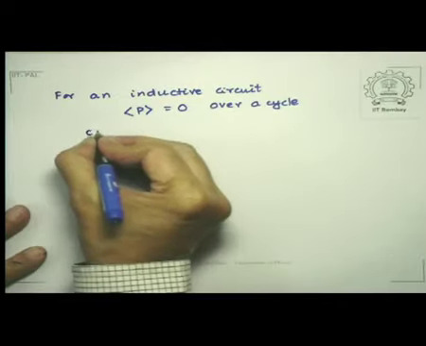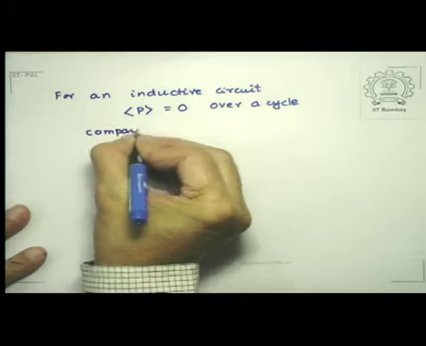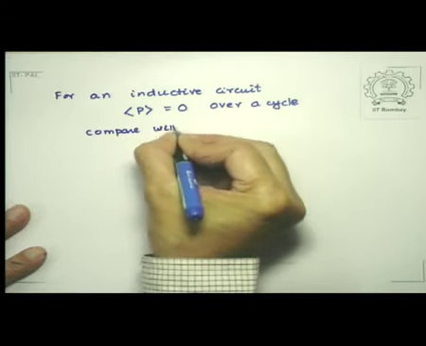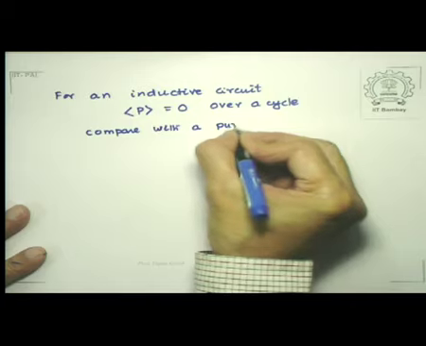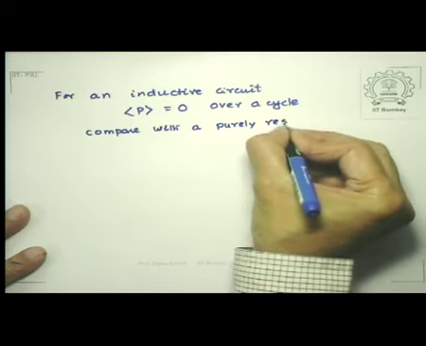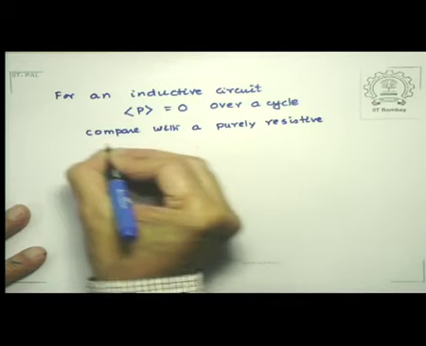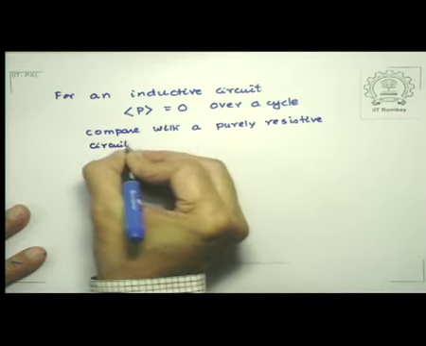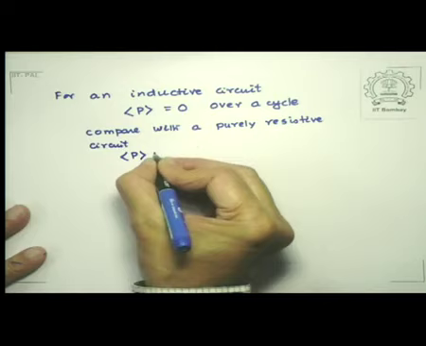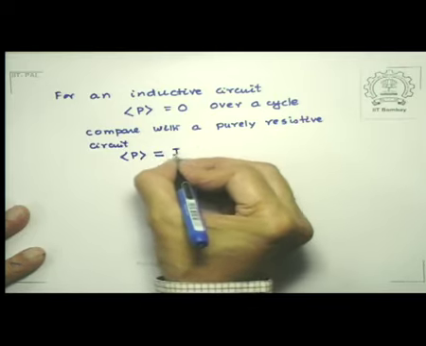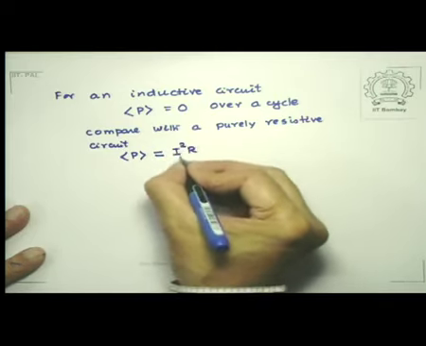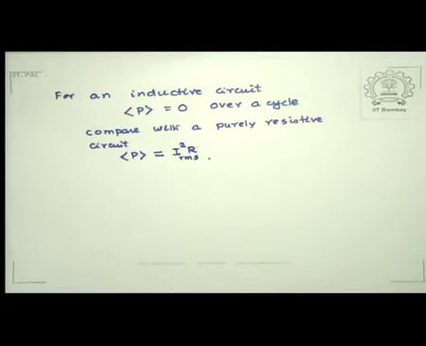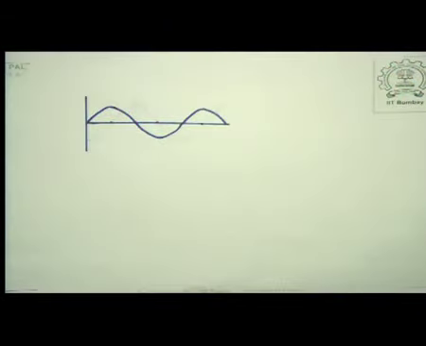And compare this with a purely resistive circuit, for which the average power was shown to be equal to I square R, well actually I RMS square R. So let me elaborate on this a little bit. Let us plot the current voltage relationship in this case.